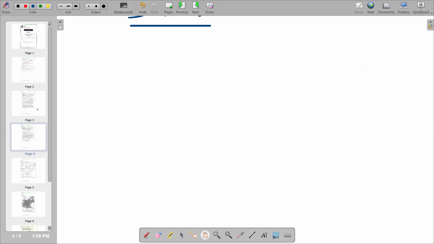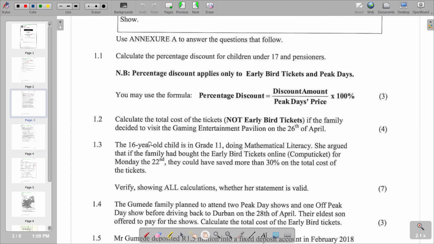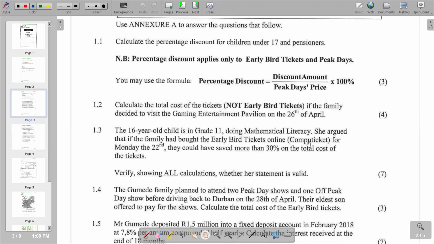Then from there, we move on to the next question, which is going to be 1.3. As the 16-year-old child is in grade 11 doing mathematical literacy, she argued that if the family had bought the early bird tickets online, for tickets for Monday, the 22nd, they could have saved more than 30% on the total cost of the tickets. Verify all your calculations whether your statement is valid. So we check, this is on the 22nd. Very important, 22nd. Then we go to our next sheet.